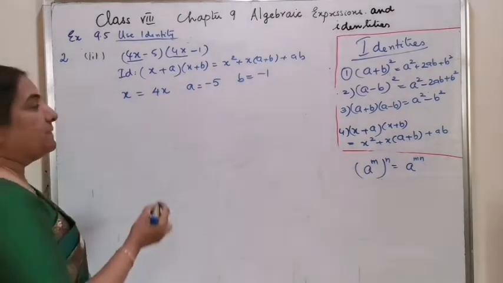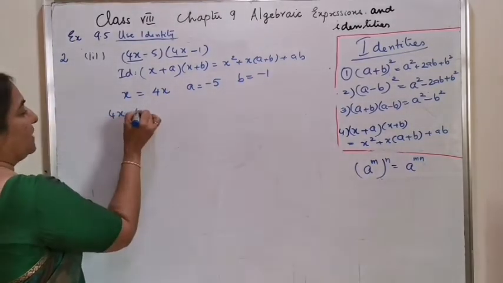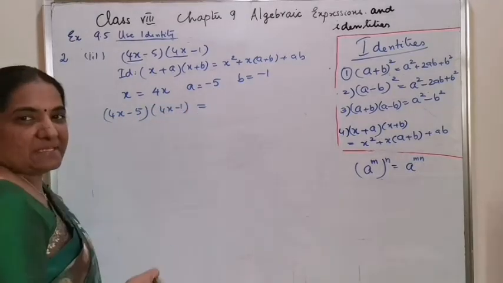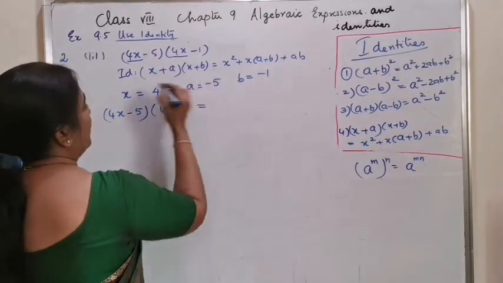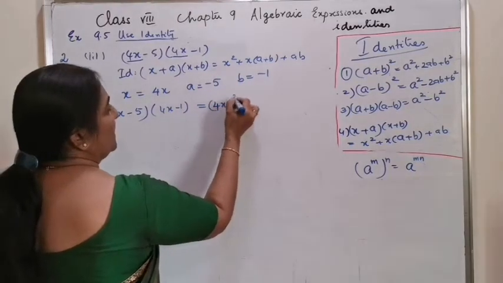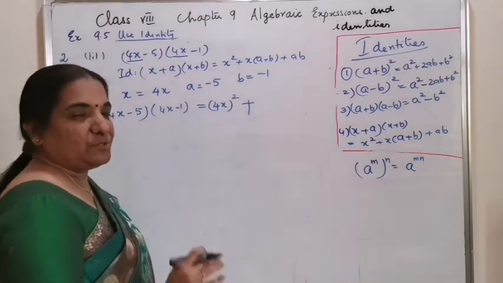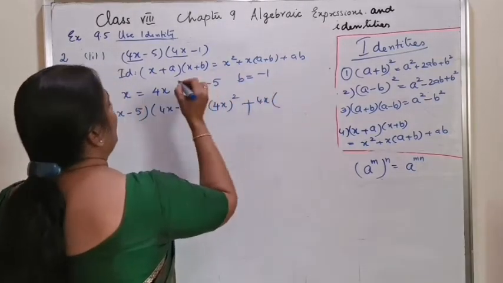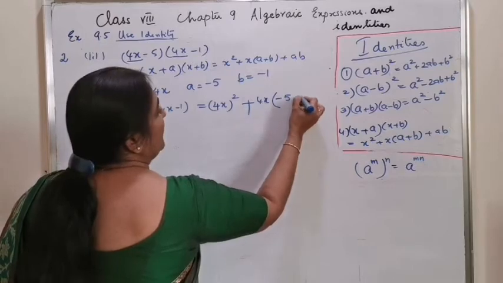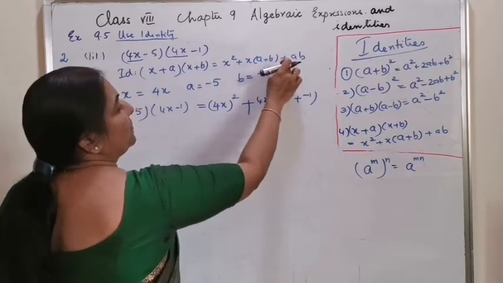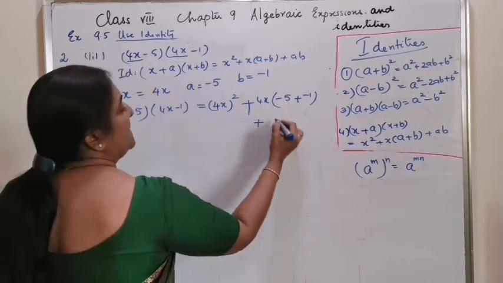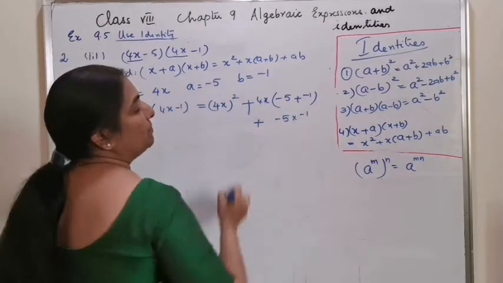your x value is 4x, a value is minus 5 and b value is minus 1. Simplify it: 4x minus 5 into 4x minus 1 is the same as, instead of x square, you will write 4x the whole square plus. At substitution time you put only the plus value, 4x into, your a is minus 5 plus minus 1. Everywhere you can retain the plus. Plus ab is minus 5 into minus 1.